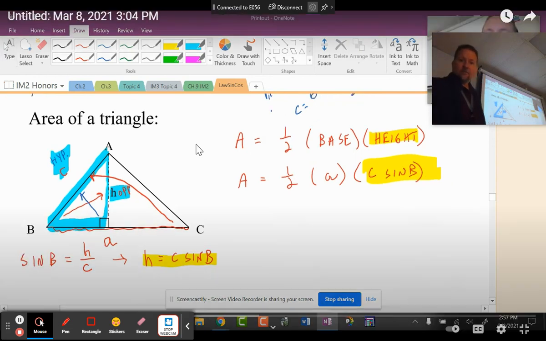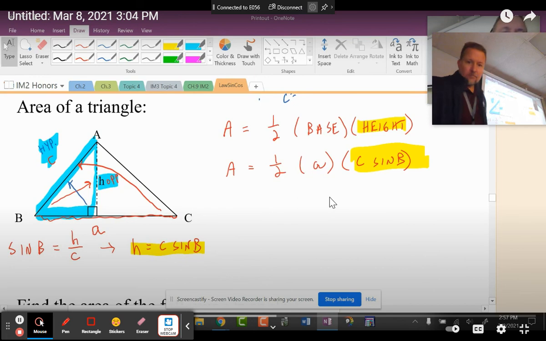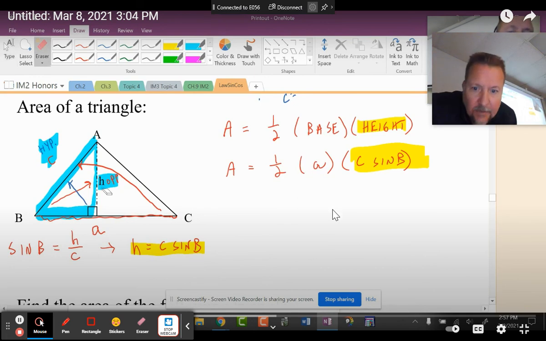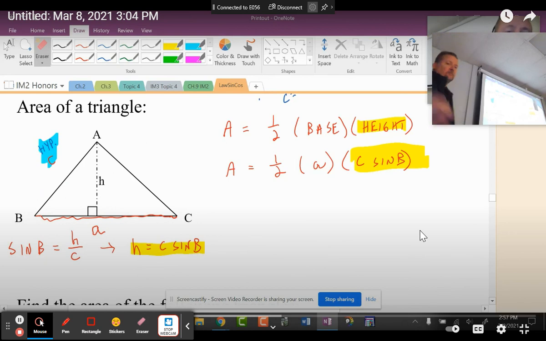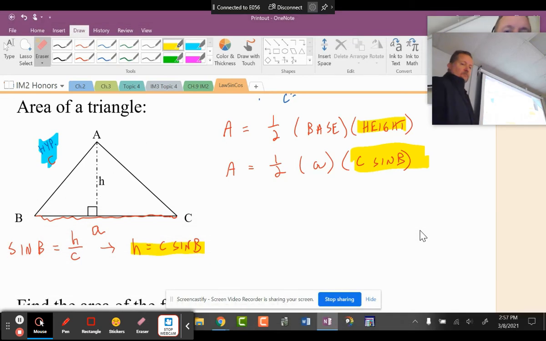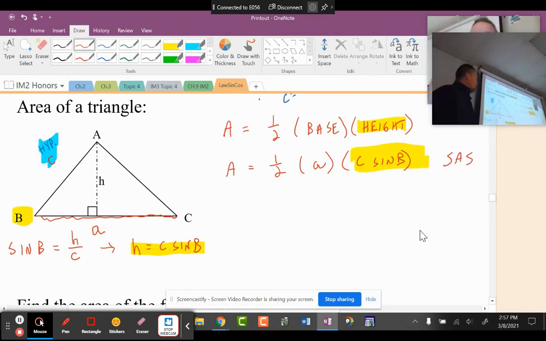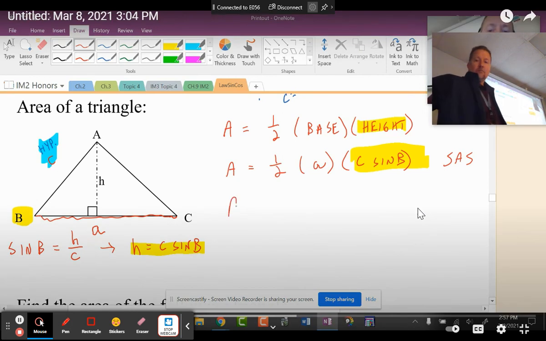I want you to notice something. If you look at this overall, for the two side measures C and A and angle B, this is an SAS scenario. It is SAS. What we're saying is if you're given SAS, you can just insert the sides and the angle in this formula, and the answer is there. That's what a formula is.